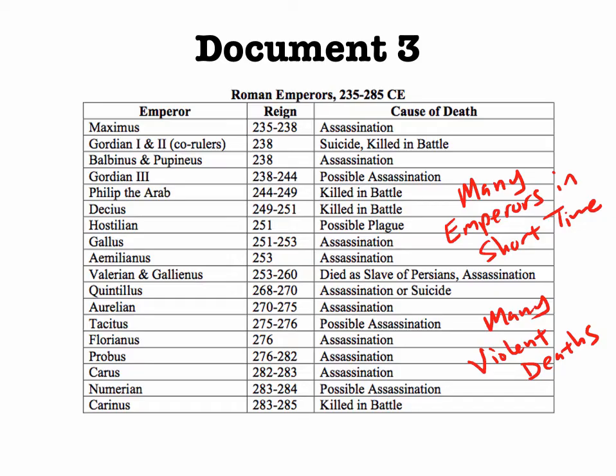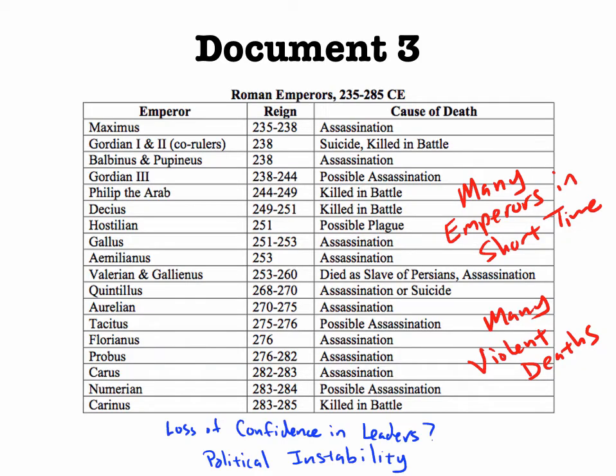I can infer all kinds of things here, but I think it's safe to say that Rome was politically unstable towards the end, and that citizens probably didn't have a ton of confidence in their leaders. So I give the document a label that conveys this, and I'm ready to move on.